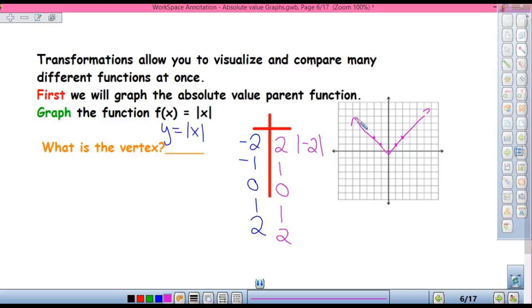This is the parent function of our absolute value. Okay? It goes through, what's my vertex? Huh? 0, 0. Yep. So my vertex is going to be the point 0, 0. Okay? And then if you notice on each side, it goes up 1 over 1, up 1 over 1. And on the left side, it does the same thing. Up 1 to the left 1, up 1 to the left 1. Okay? Good to go? So far, so good?